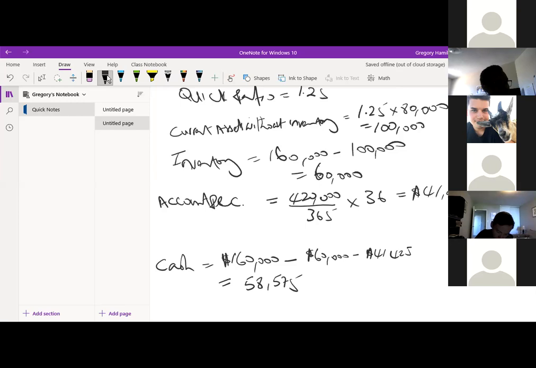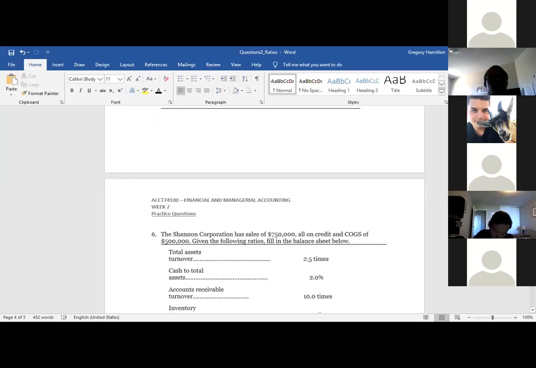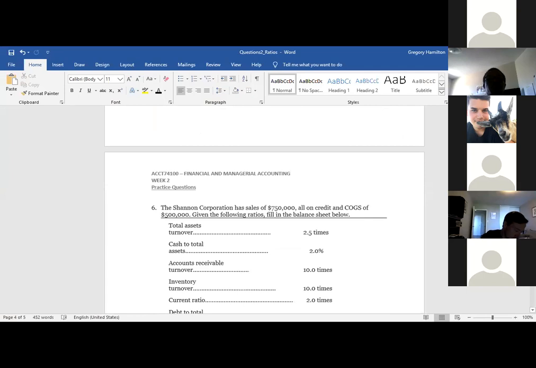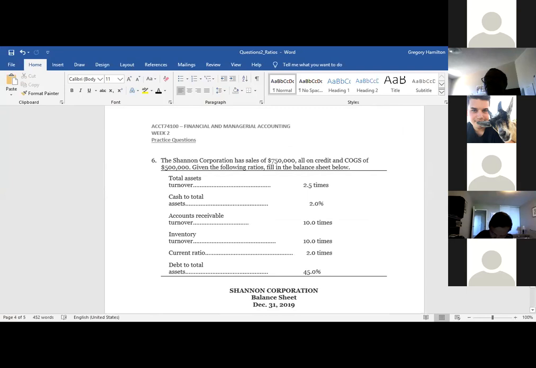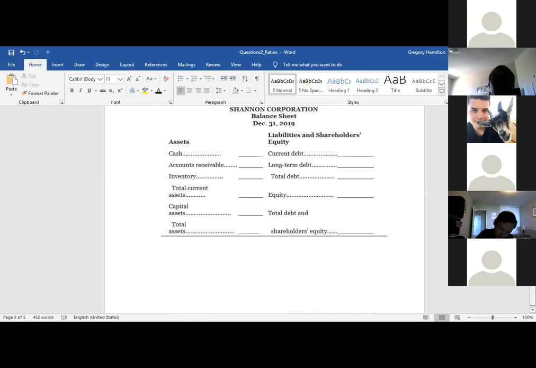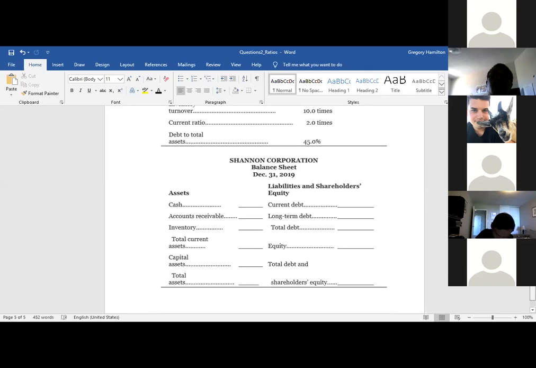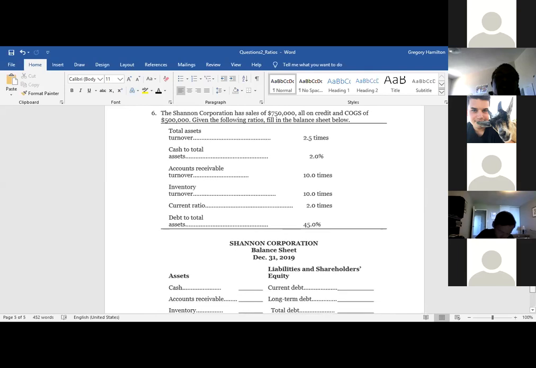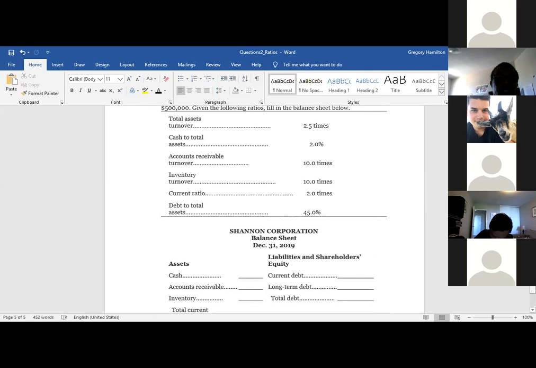All right, guys, we come to our final question of the day. The question said, Shannon Corporation has sales of 750,000, all on credit, and cost of goods sold of 500,000. Given the following ratios, fill in the balance sheet below. So now we are given these ratios and we're asked to do the balance sheet. It's pretty similar to the one we just did, so that should be a little easier for you guys. Let me see you at least get a few of them.